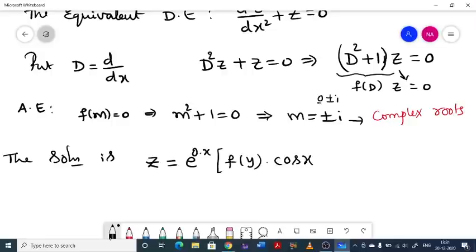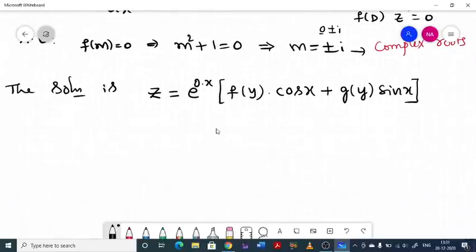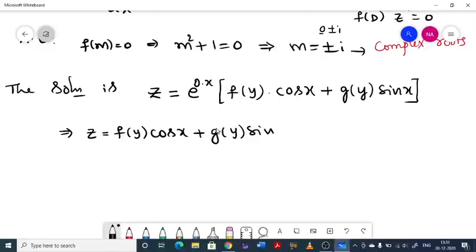Will simply write as x, plus second constant g of y sin x. e power 0x into f of y cos x plus f of y into cos x plus g of y into sin x. So that implies I got z equal to f of y cos x plus g of y sin x. So we call this as equation 1.